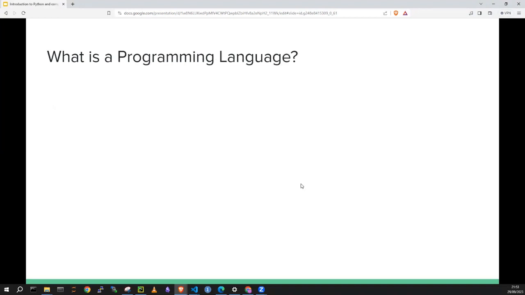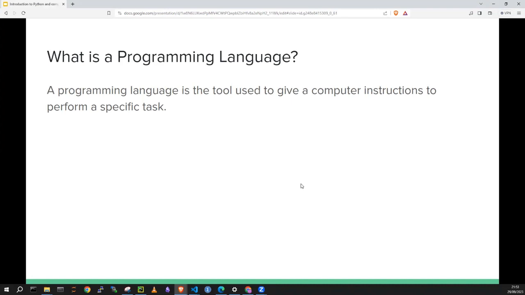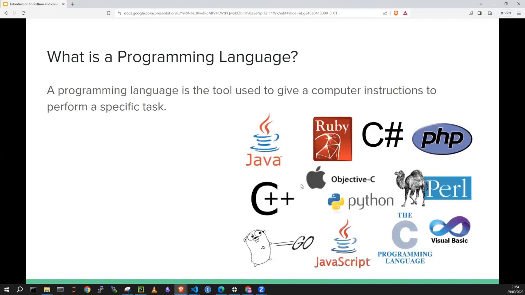So what is a programming language? A language, not necessarily a programming language, is essentially a tool used for communication. You use it to communicate with people, or animals have their own language to communicate with one another. So a programming language is a tool that you use to communicate with a computer, giving it instructions to perform a specific task. Here are examples of some popular programming languages. I don't know if you've heard of some, but today we'll be learning about Python.